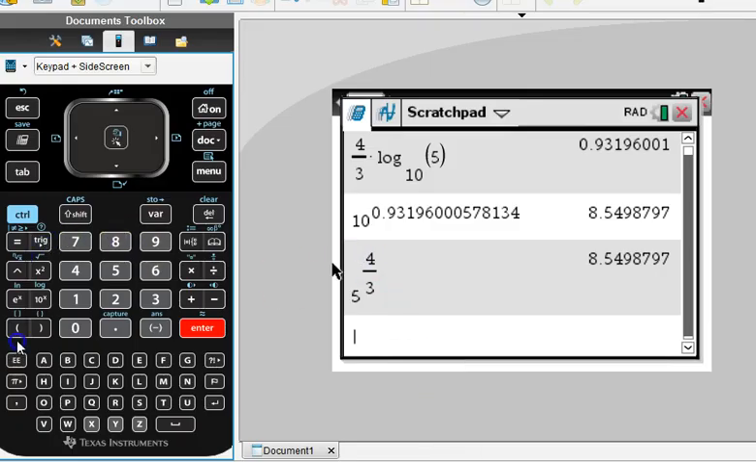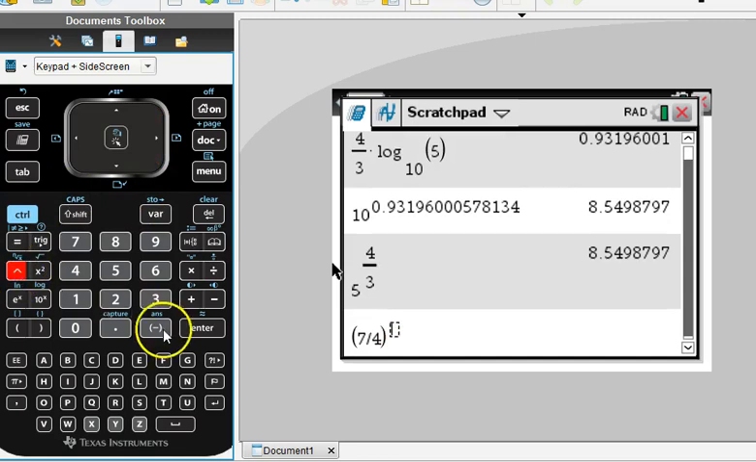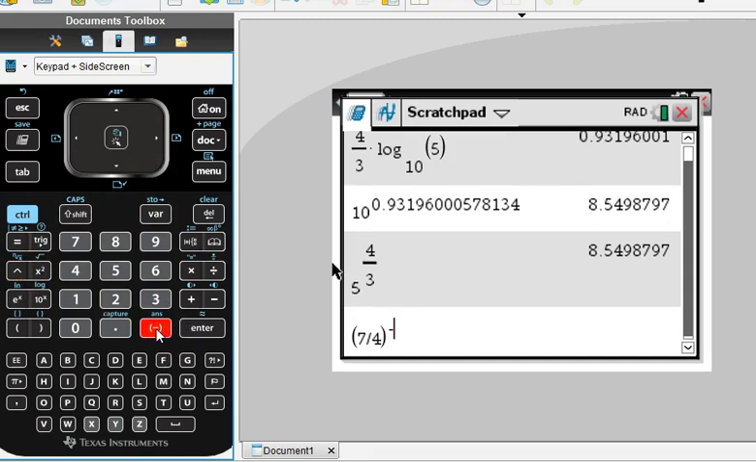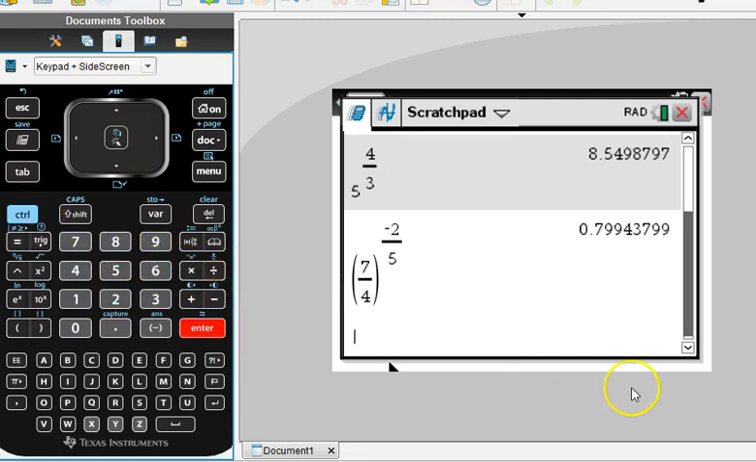So I have in parentheses 7 divided by 4, and then outside the parentheses raise that to the negative 2/5 power. 2 divided by 5, and that gives me 0.79943, etc., etc.